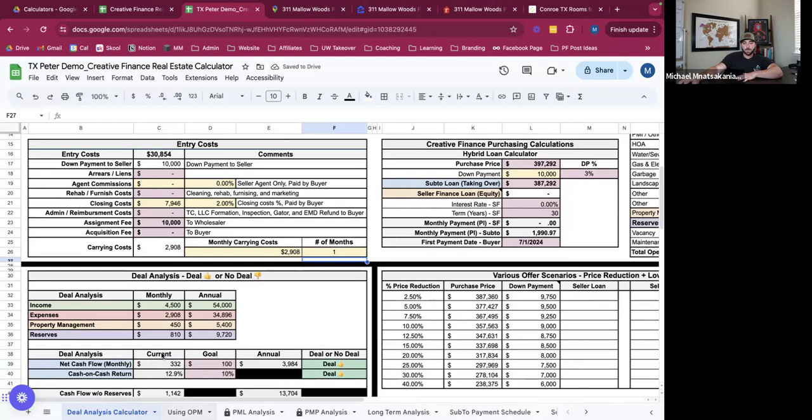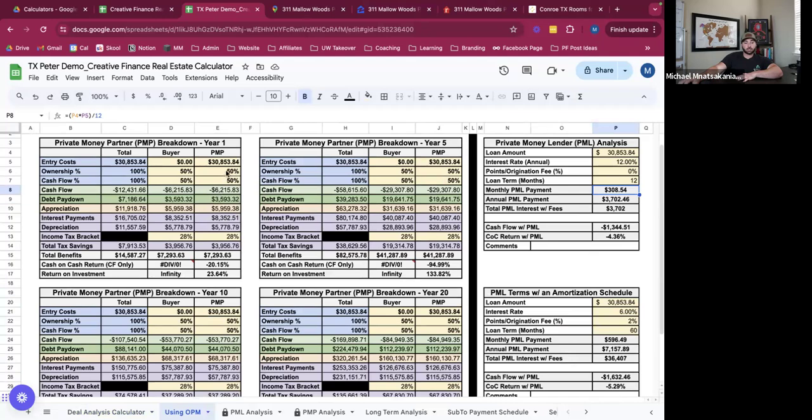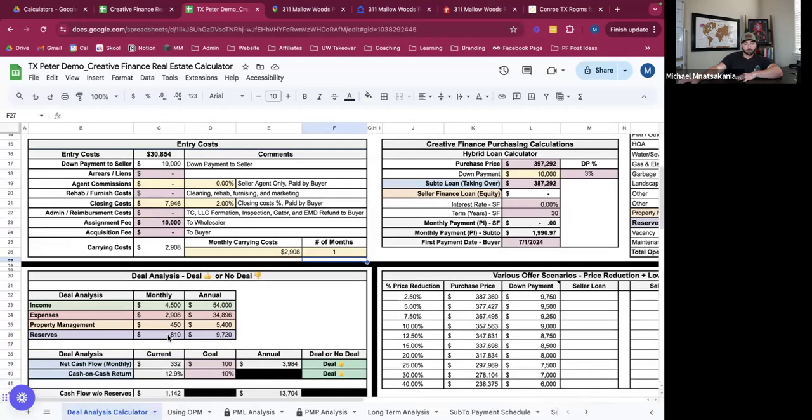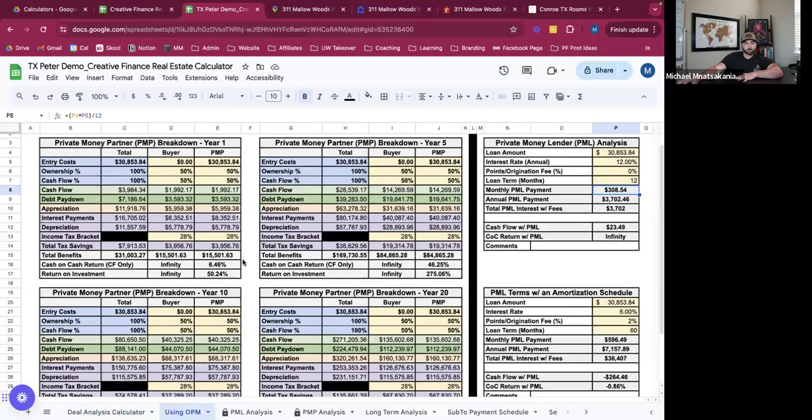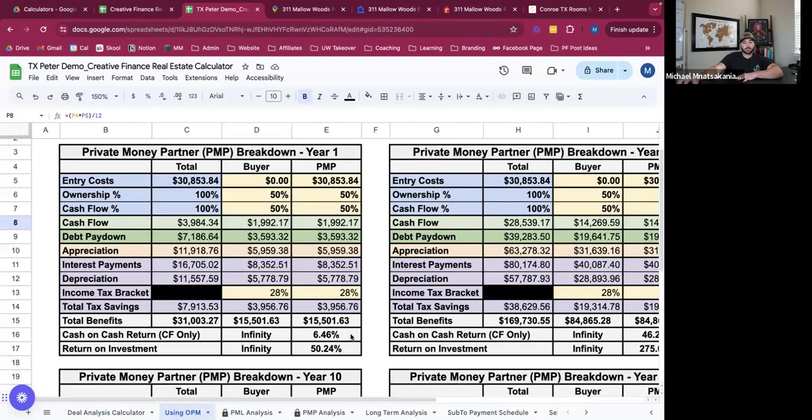Utilizing other people's money, in this instance, could you get... Oh, so remember, you need to adjust the market rent as well for it to make sense. At minimum, just set these two values as the same thing. Actually, I might automatically do that now. In this instance, if you had a private money partner come in and it was generating that cash flow, let's zoom in a little bit. They would be getting a 6.46% cash on cash return and a 50% return on investment.